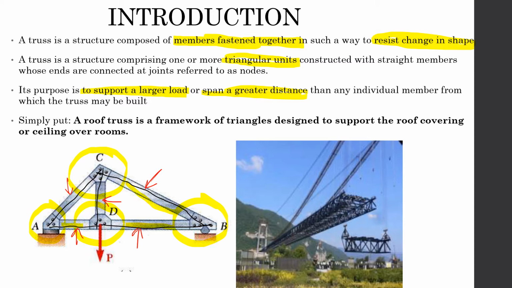So simply put, a roof truss is a framework of triangles designed to support the roof covering or ceiling over rooms. Now, why are we talking about only roof covering and ceiling over rooms? Because that is what you have to study in this semester. Short span structures up to 6 meters only.